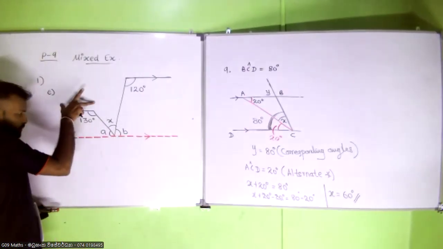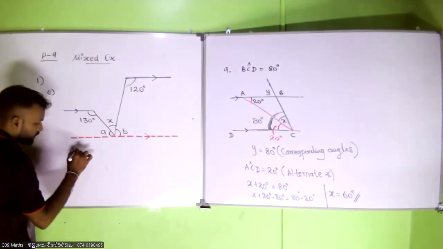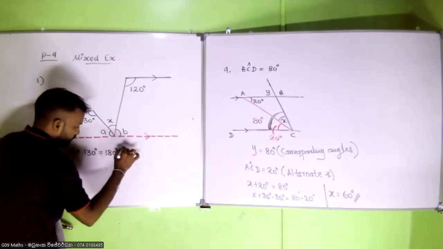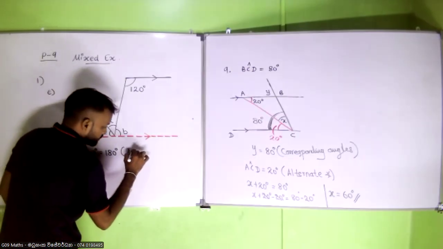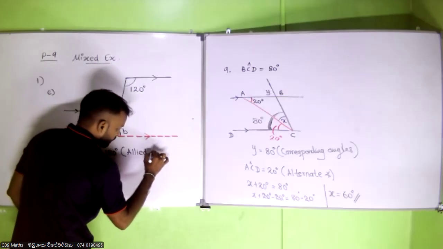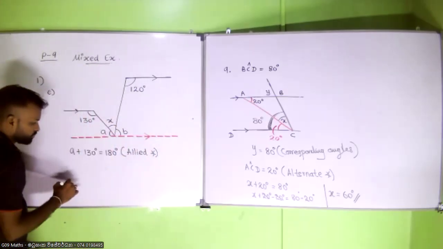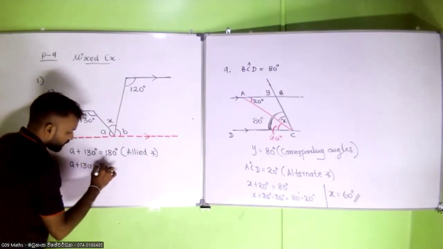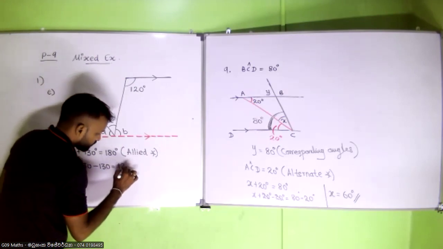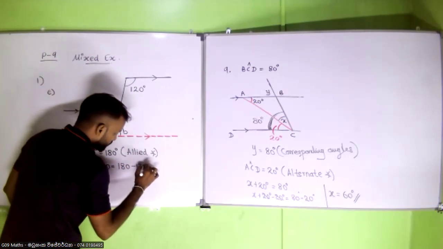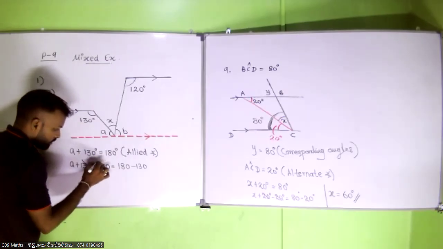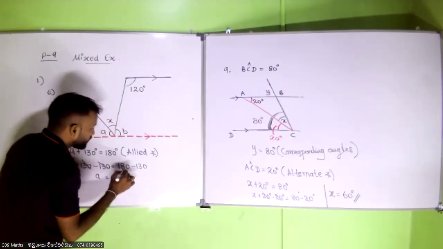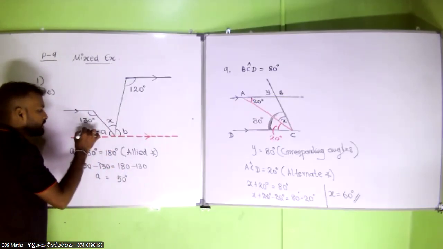This is parallel line, transversal. So you can directly write A plus 130 equals 180 degrees. Reason: allied angles. Now find A: subtract 130 from both sides. A is equal to 180 minus 130, which is 50. A is equal to 50 degrees.